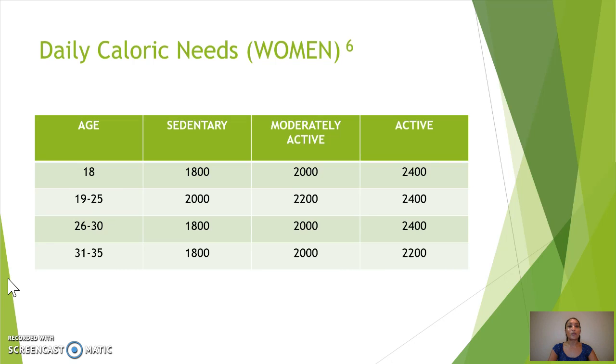And just quickly, if you're a woman 19 to 25 years old, and you're sedentary, your recommendation would be 2,000 calories. If you're moderately active, it'd be 2,200 calories. And if you're active, 2,400 calories. And if you're 26 to 30 years, if you're sedentary, 1,800 calories, moderately active, 2,000 calories, and active, 2,400 calories. And if you are 31 to 35 years of age, if you're sedentary, your recommendation would be 1,800 calories per day. If you're moderately active, 2,000 calories per day, and if you're active, 2,200 calories per day. So it's really important to pay attention to the age and the amount of physical activity you're getting in per day.